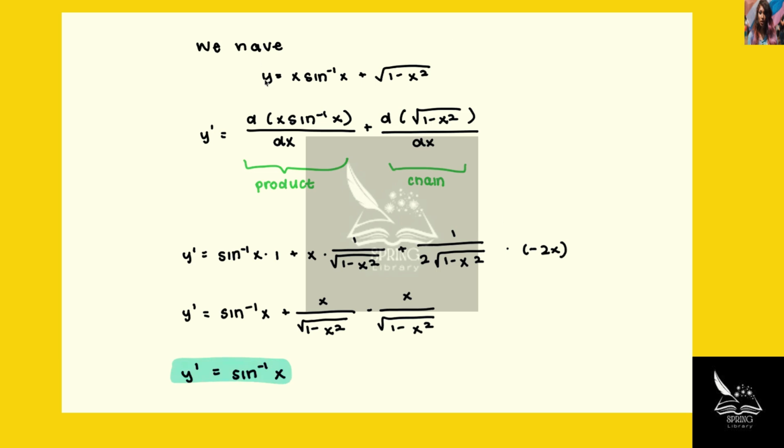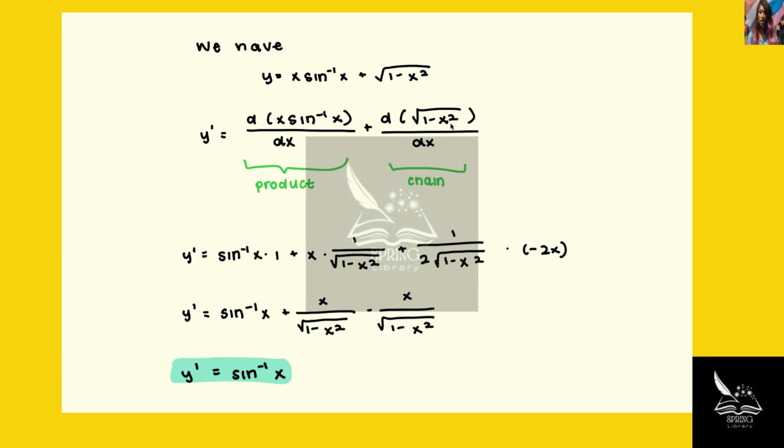We are given the function y equals x times the inverse sine of x plus the square root of 1 minus x squared. So we have to differentiate this to prove that we get the inverse sine of x. We're told that's what we have to wind up with. So y prime, our derivative, would be equal to the derivative with respect to x of x sine inverse x plus the derivative of the square root of 1 minus x squared.